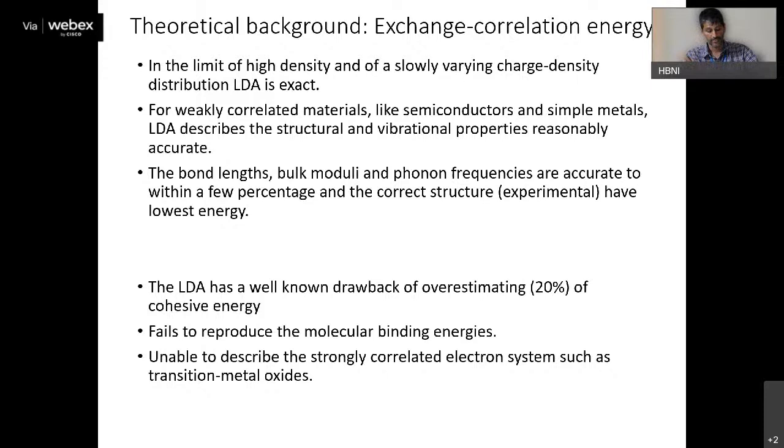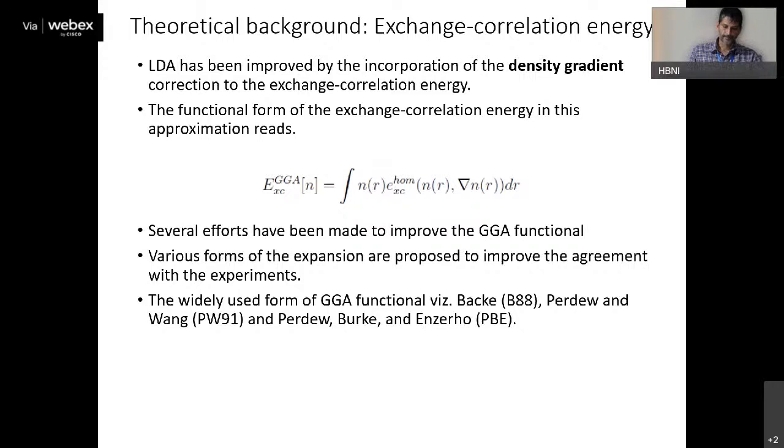So this LDA has been improved by incorporating, instead of just the electron density, the density gradient also in the exchange and correlation functional. And now this exchange correlation energy depends upon both the electron density as well as the gradient of the electron density. And several efforts were made to improve this GGA functional.